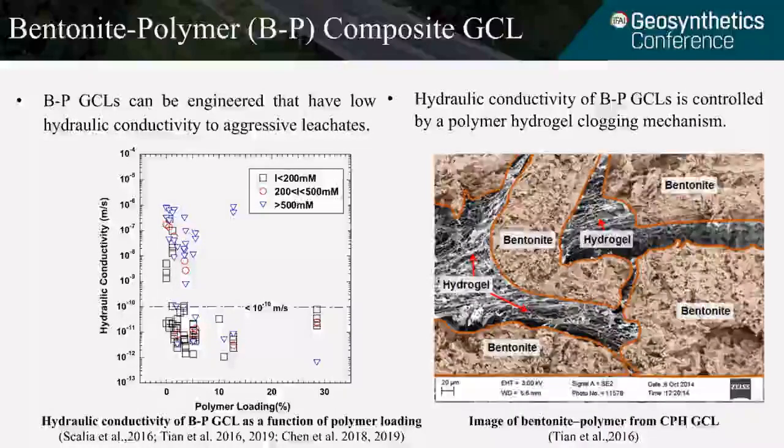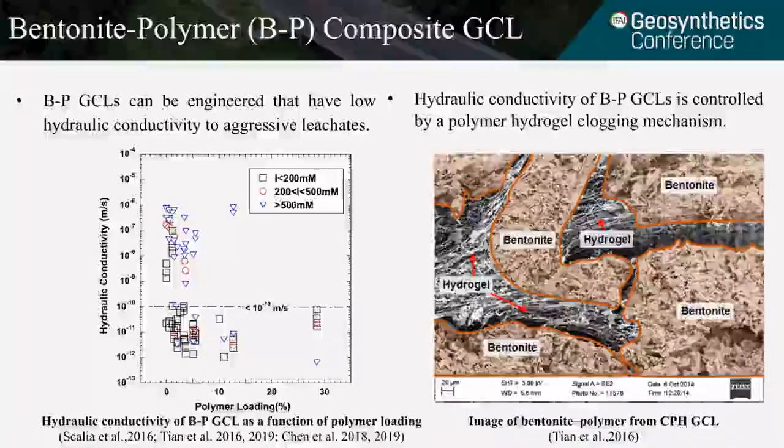As you can see in the right figure, this is a freeze-dry image obtained from Tian et al. 2016. In this figure, you can see the polymer hydrogel connects the bentonite clusters in the hydration stage. In this stage, you can envision if there is a gap between the bentonite particles, the polymer can occupy the gap and absorb water to clog the flow channel for liquid. As a result, the hydraulic conductivity of this BP composite can stay low even when the swelling of bentonite is constrained.